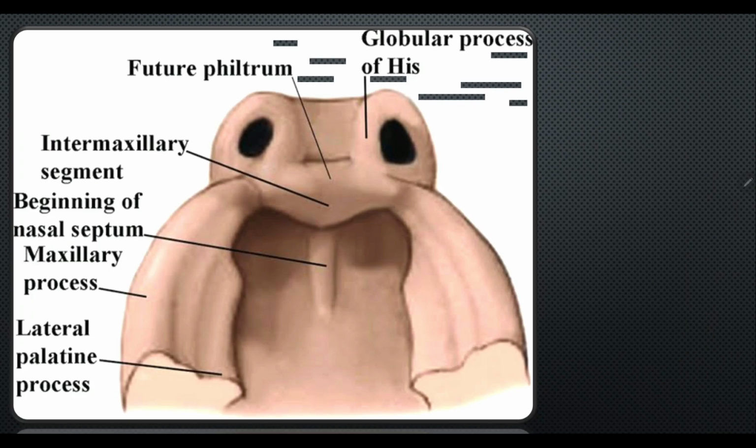This picture is put up to show the globular processes, because whenever there is failure of fusion of this part to this part, both globular processes, there results a central cleft lip.